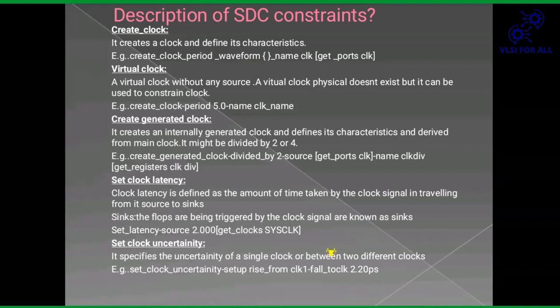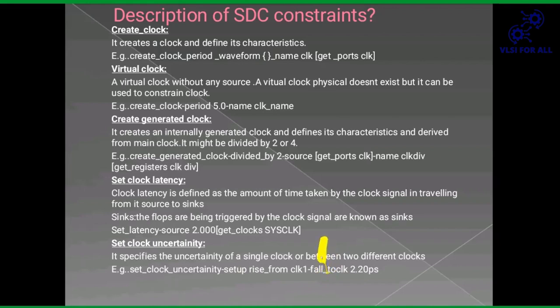Next one is virtual clock. A virtual clock doesn't physically exist, but we use it for constraining a block. So how do we write a command here? create_clock, and we mention its period as well as the clock name. Next, create generated clock, in the sense that internally it generates a clock, like in between a flop or in between registers, and that clock is said to be a create generated clock.